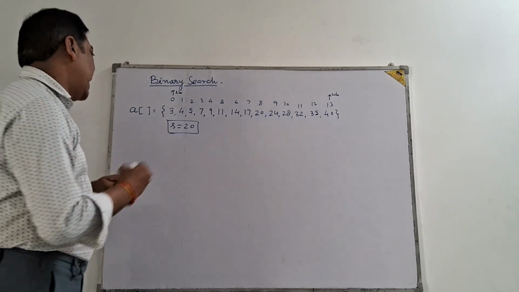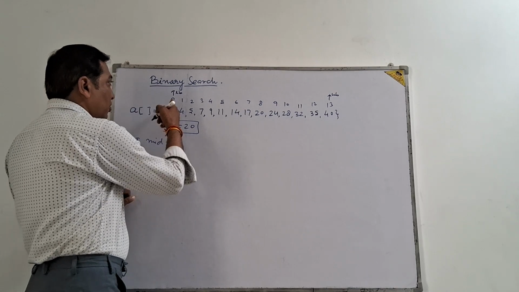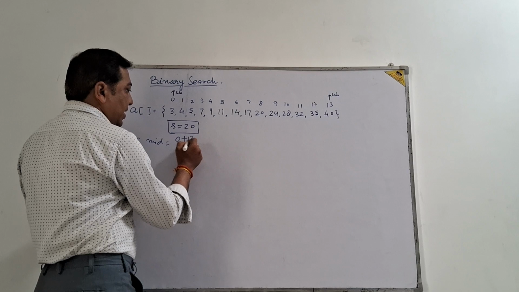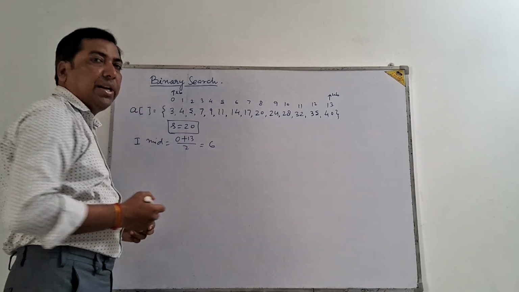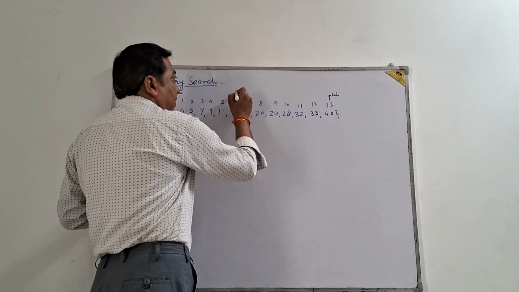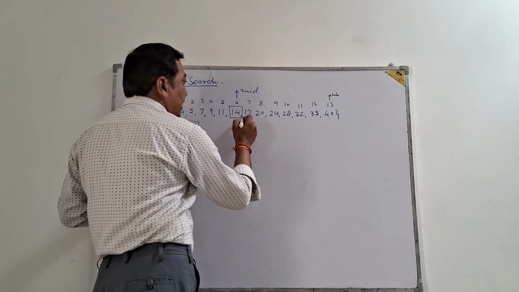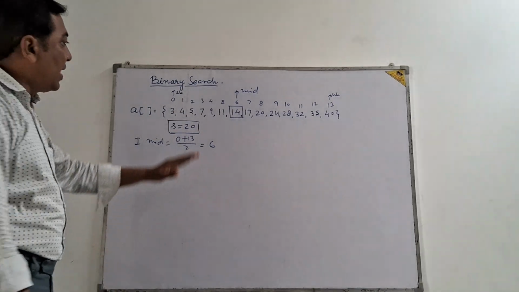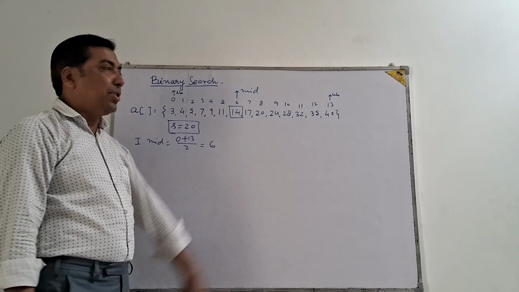So firstly, in step number 1, we will find the mid. Lower boundary is 0, upper boundary is 13. So (0 + 13) / 2. 13 / 2 is 6, as you know, integer division. So the first time, this is the mid index. That means the number which will be compared at the middle is 14, and we are searching for 20. That means the desired answer is not available at the middle index.